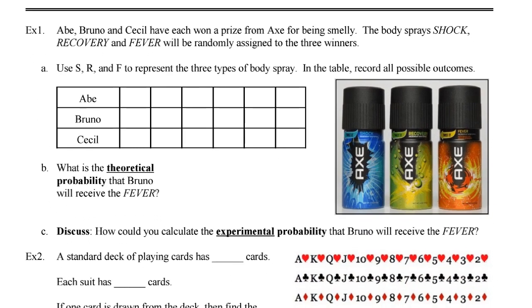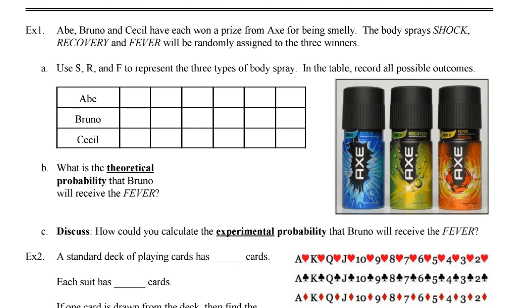We have Abe, Cecil, and Bruno. Each have won a prize from Axe body spray for being smelly. The body sprays are shock, recovery, and fever. S for shock, R for recovery, and F for fever. It's just going to be randomly assigned to the three winners. So basically, they've just got a bag, and they're just going to pull out one and give one to Abe, pull out one, give one to Bruno, pull out one, give one to Cecil.